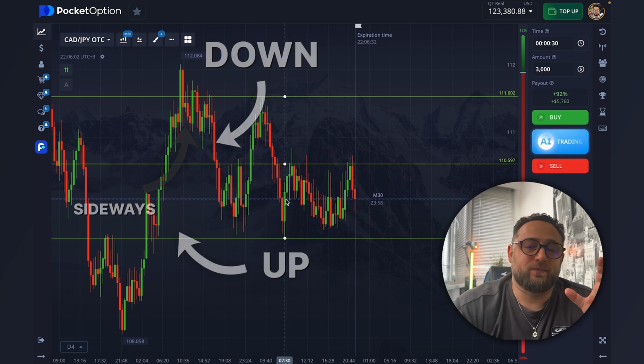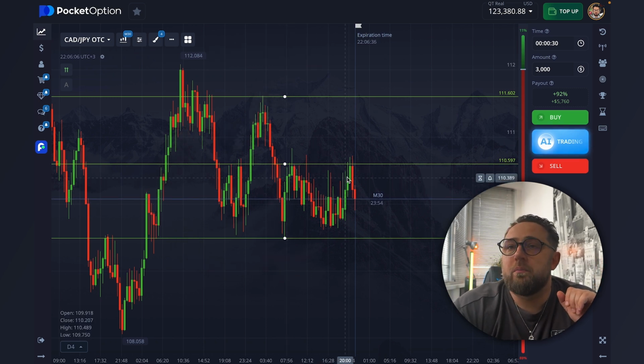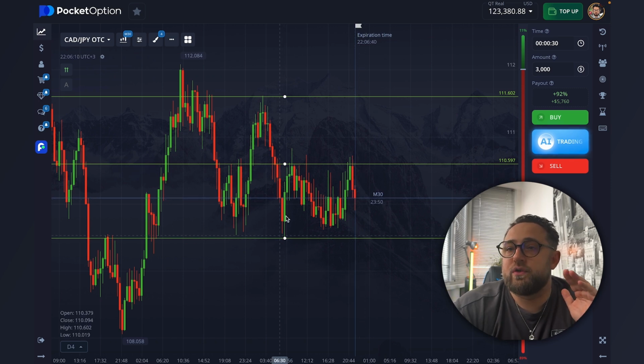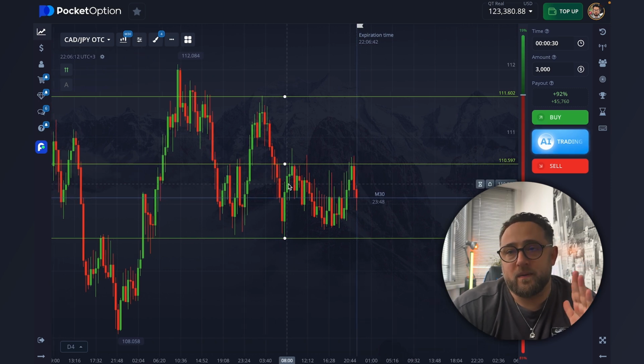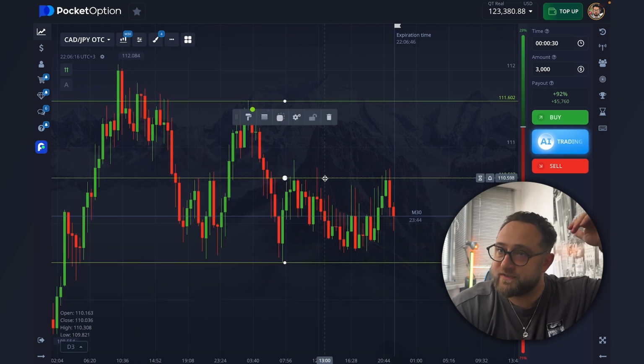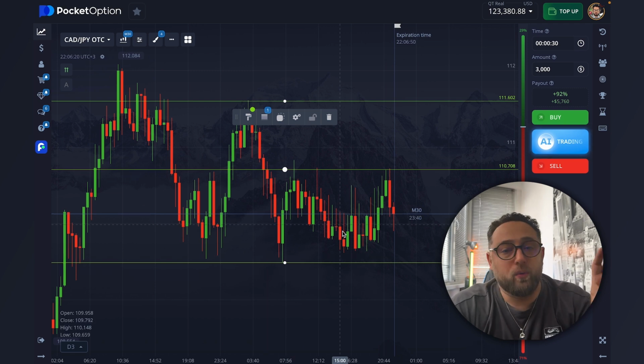Remember, now we switch to 15 minutes, but check the pattern again. As you can see, it's a strong upward trend after this strong downward trend, but in between it's always sideways.